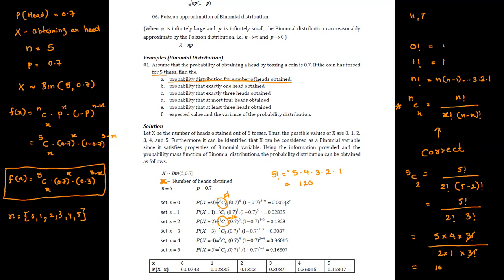Therefore, if I take this 0.00243, this is the probability that we are getting exactly 0 heads out of these 5 trials. Therefore, it is interpreted in that way. If I choose this value, it is 0.3087. The probability of getting exactly 3 heads out of the 5 trials is equal to 0.3087. Therefore, now we need to calculate all these 6 values.